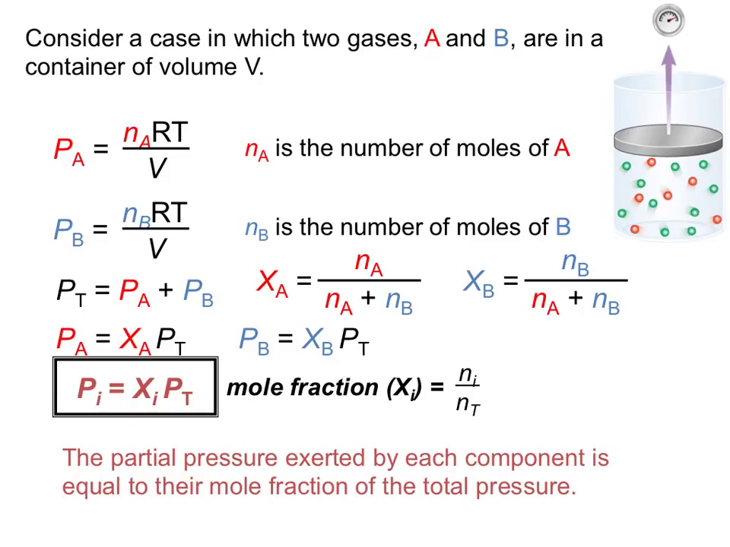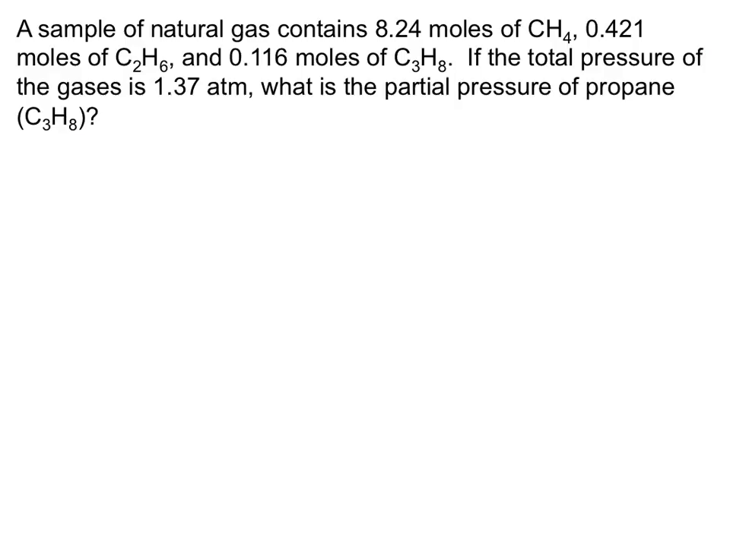So let's go ahead and look at some practice problems. The problem here tells us that we have a sample of natural gas. So we have a container with some gas that contains 8.24 moles of methane, 0.42 moles of ethane, and 0.116 moles of propane. It tells us if the total pressure of the gases is 1.37 atm, what is the partial pressure of propane? So we've been given our number of moles of each of the individual gases in the container, and we've been given the total pressure caused by those gases in that container. What they want us to figure out is the partial pressure of propane.